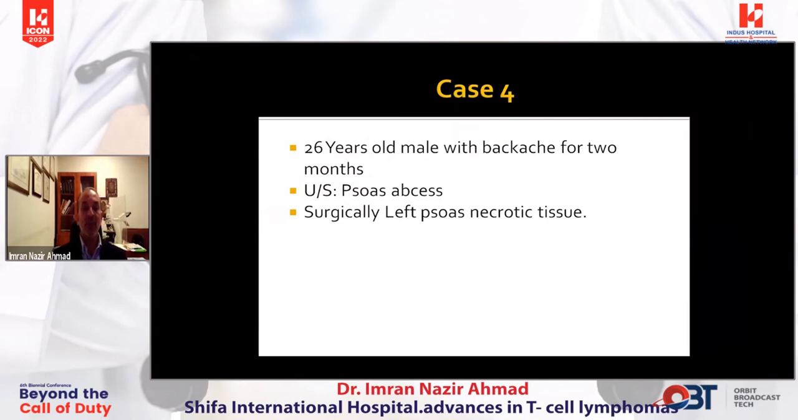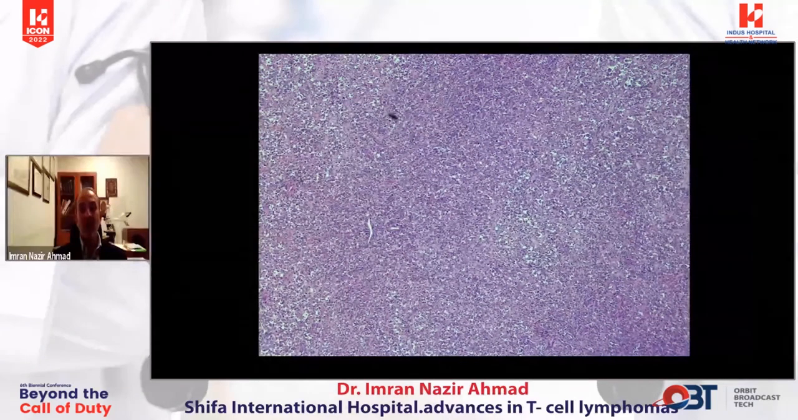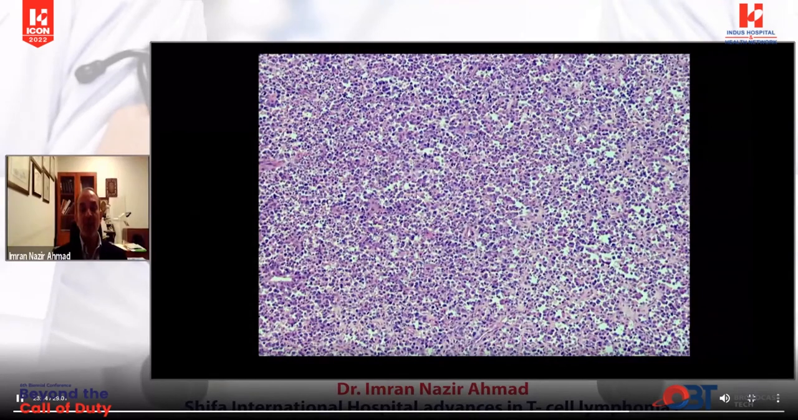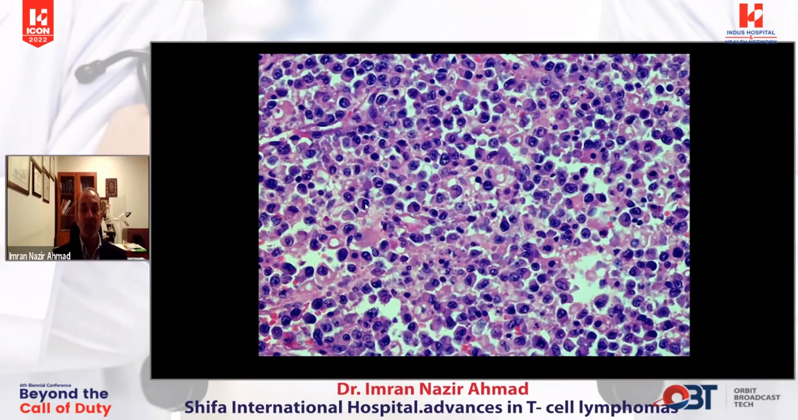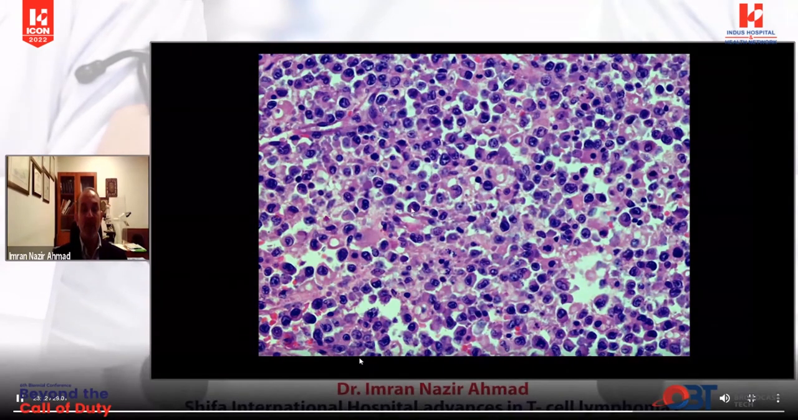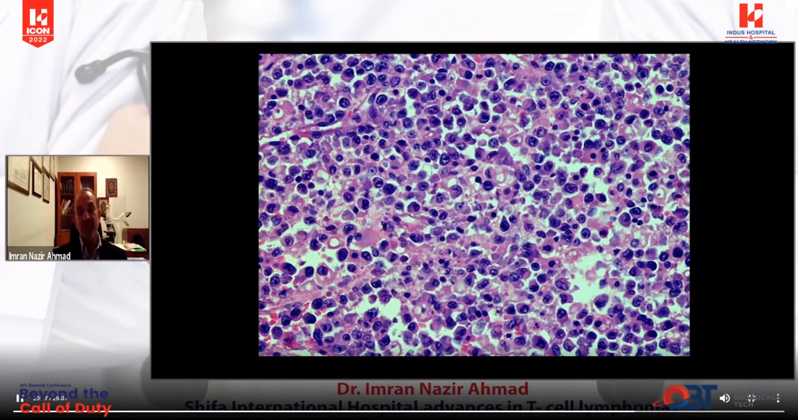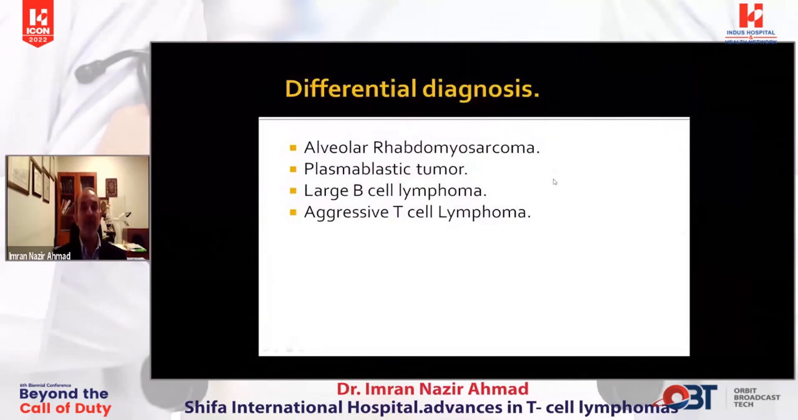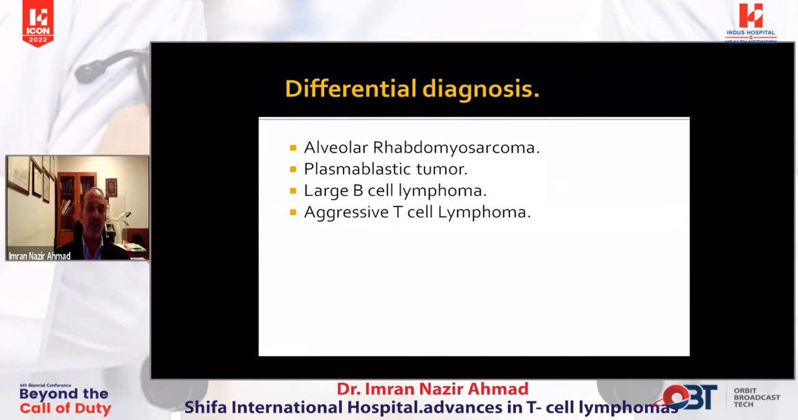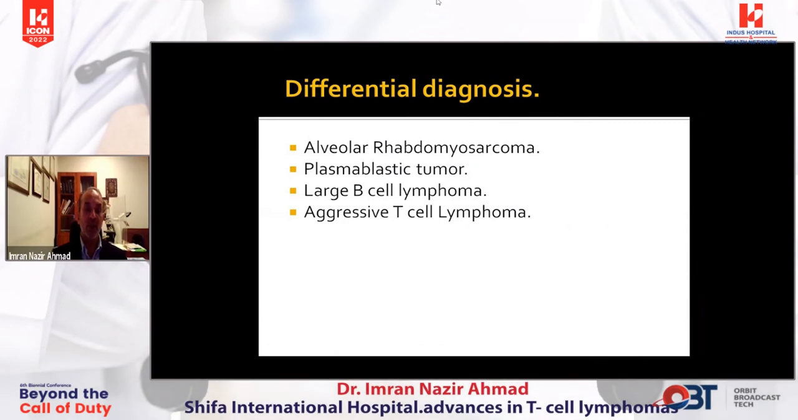So this was another 26-year-old, relatively young patient with a psoas abscess, diffuse effacement by large cells, a lot of apoptosis. But over here we had a lot of cells which had plasmacytoid appearance, I should say, or maybe eosinophilic cytoplasm, some hallmark-type cells, or maybe rhabdomyoblast sort of appearance in some areas, mitotically very active. So we did think about, since relatively young patient, about rhabdomyosarcoma. Could this be a plasmablastic tumor or a large B cell lymphoma or an aggressive B cell lymphoma?